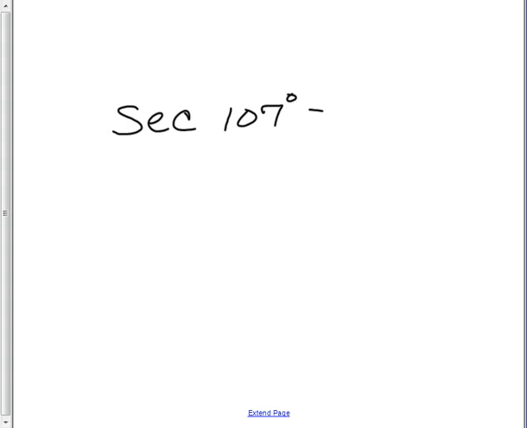Okay, let's do a secant of 107 degrees. Find, evaluate, and so on. On secant, again, you know the angle. The key we're going to use here is, there is no secant key, so we're going to use 1 over cosine. Every pair has a co: sine, cosine; secant, cosecant; tangent, cotangent.